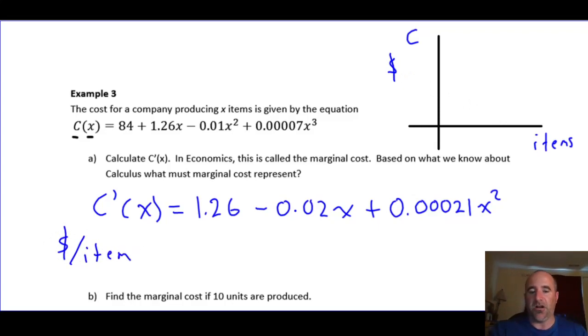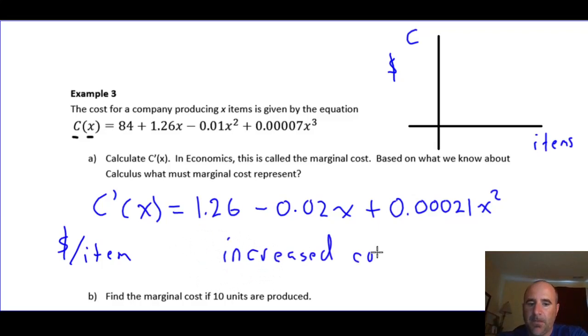So the marginal cost must represent the cost per item. And what they actually say about marginal cost is the increase in price if you want to produce one more item. So it's the net cost. You could think of it as the increased cost of the next item.